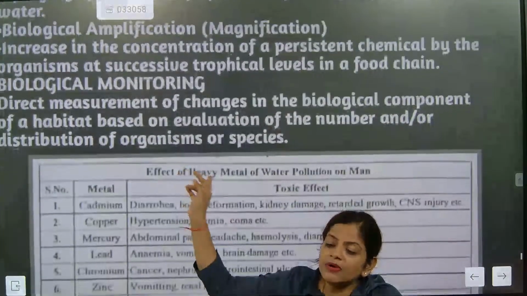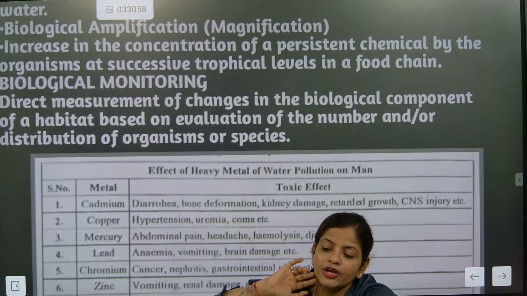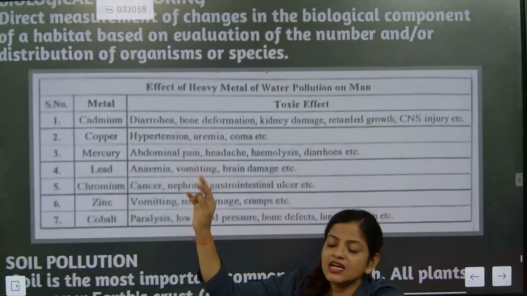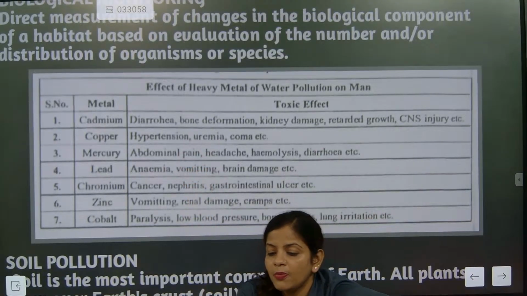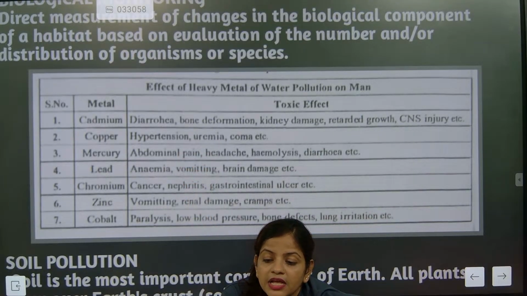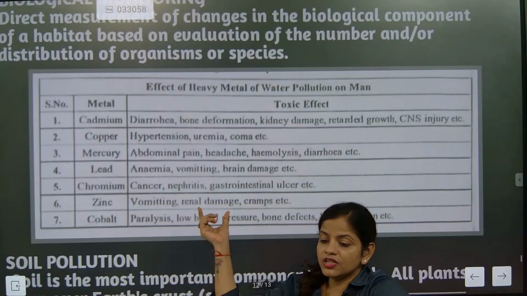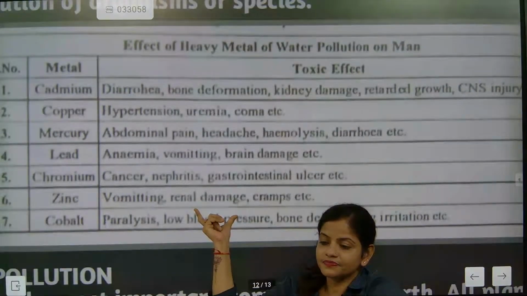Direct measurement of changes in the biological components of a habitat, based on the numbers and distribution of organisms, can be checked. So these are the things that are going to create more problems. Cadmium, what will it cause? Diarrhea, bone deformation, kidney damage, retarded growth, CNS injury, central nervous system injury. So are they good or bad?